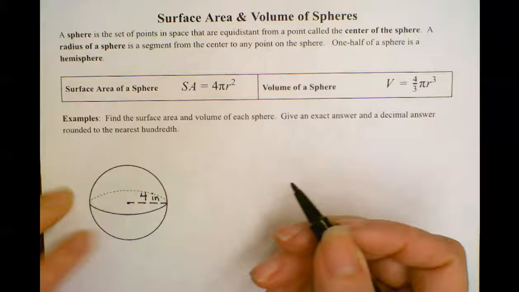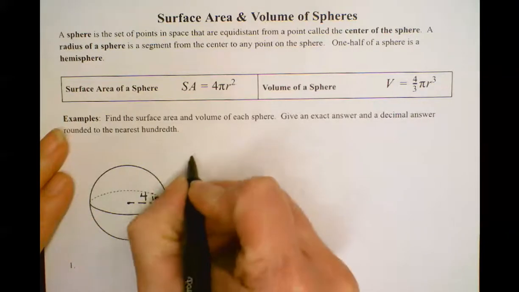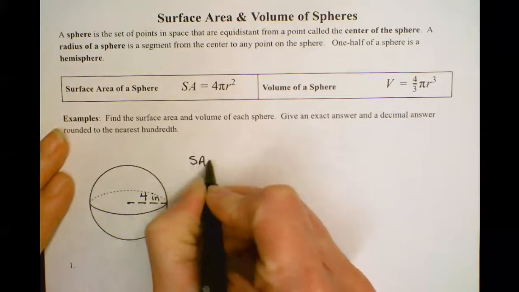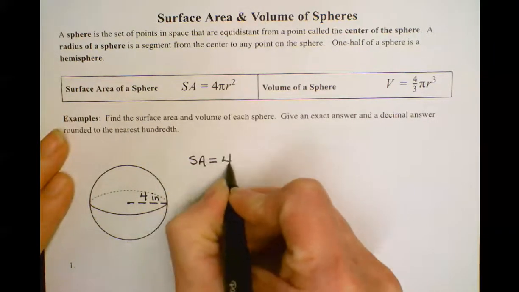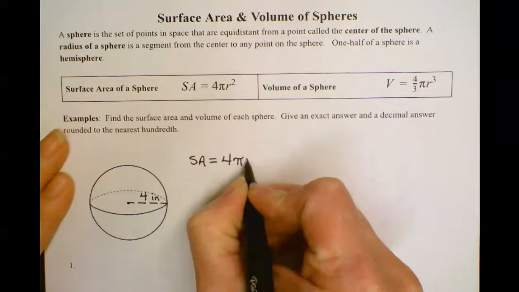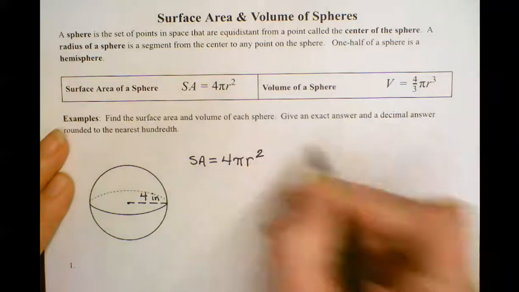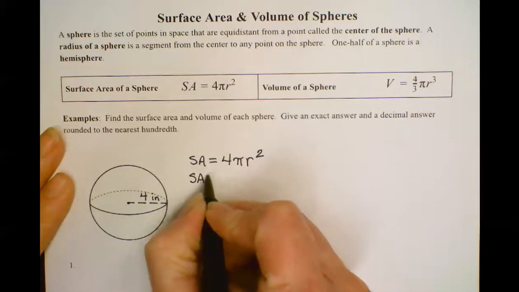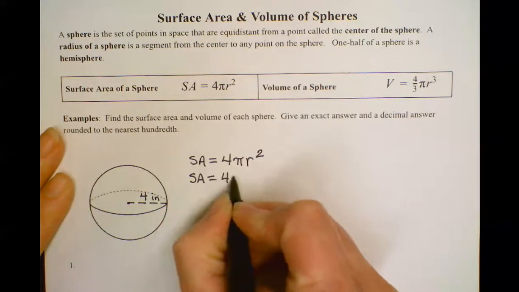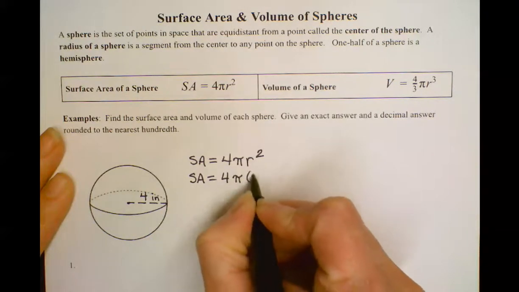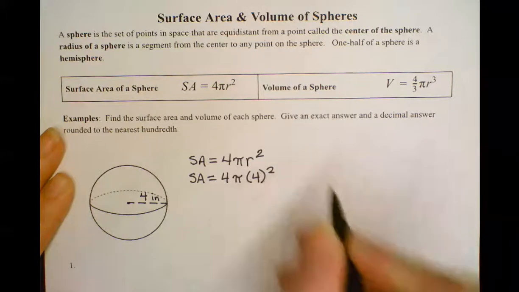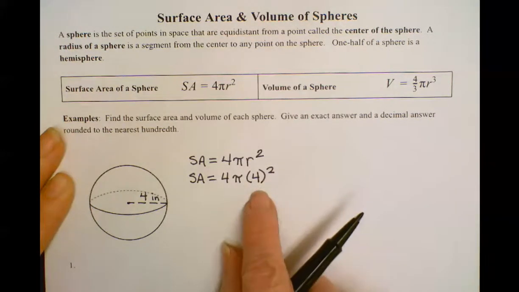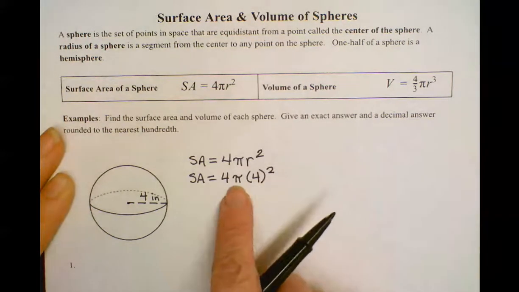All right, so for this first one, we're given a radius of 4 inches. Since we're given the radius, we start right into our surface area formula first. It really doesn't matter which one you do first, surface area or volume. We're going to substitute the 4 in place of r. So in this case, it's going to be 4 times pi times 4 squared. Keep in mind it is only the 4 that is being squared, not the coefficient for pi.